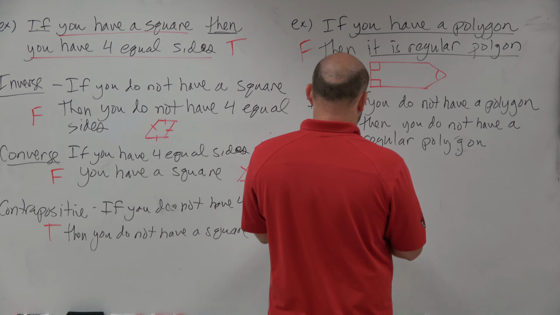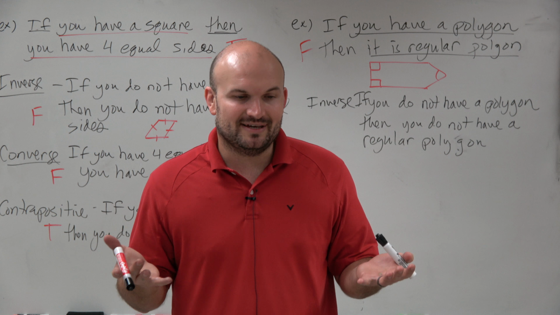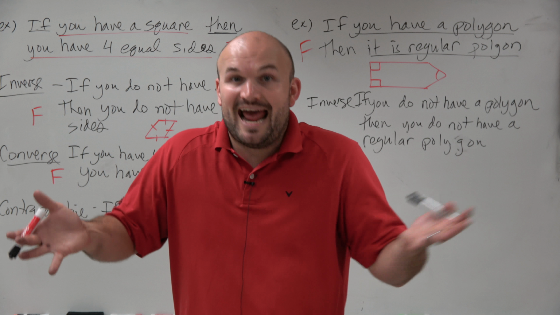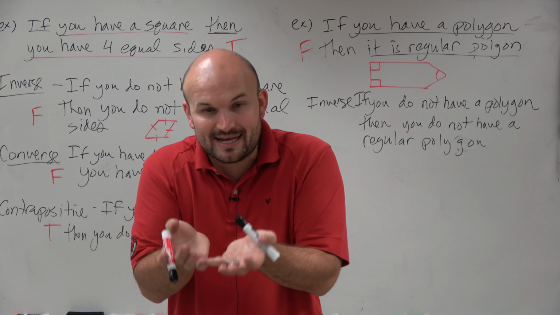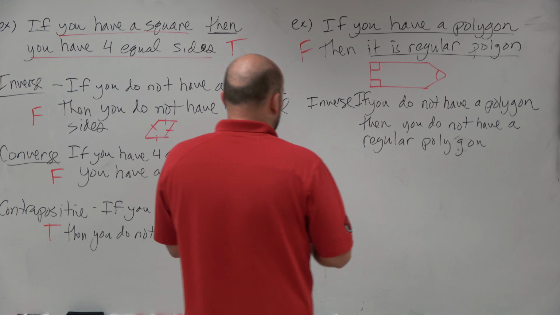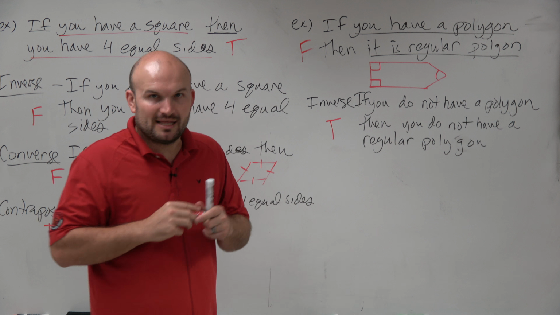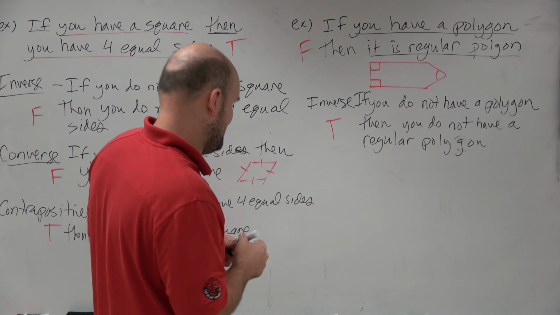I mean, a famous regular polygon would be a square. Well, if you have a regular polygon, that means it has to be a polygon. The regular portion is what just tells you it has equal side lengths and equal measurements. So if you don't have a polygon, it's impossible for you to have a regular polygon, right? So therefore, that statement is true.